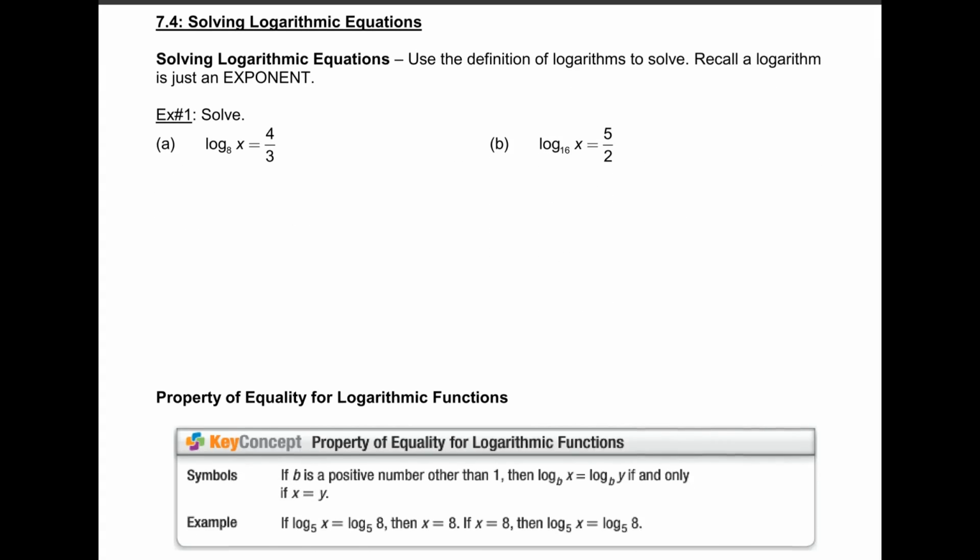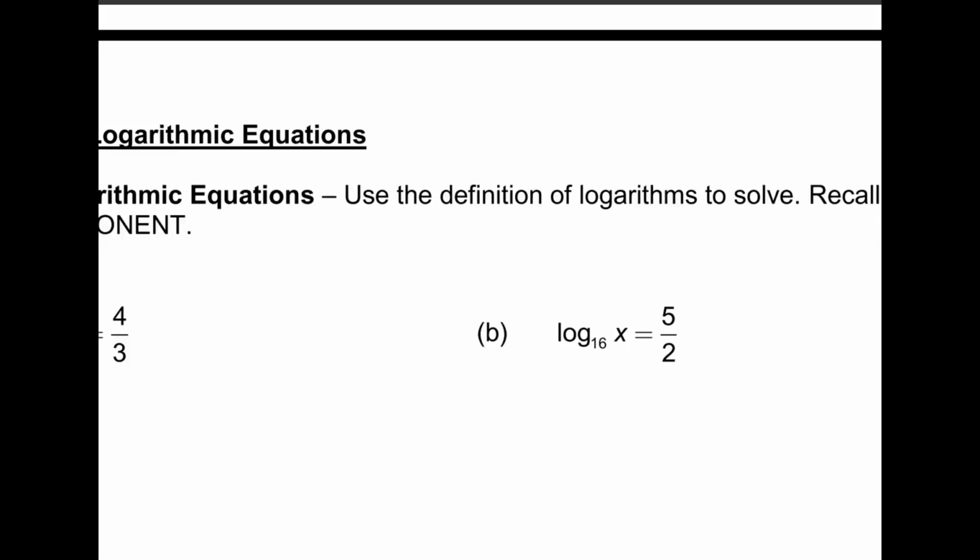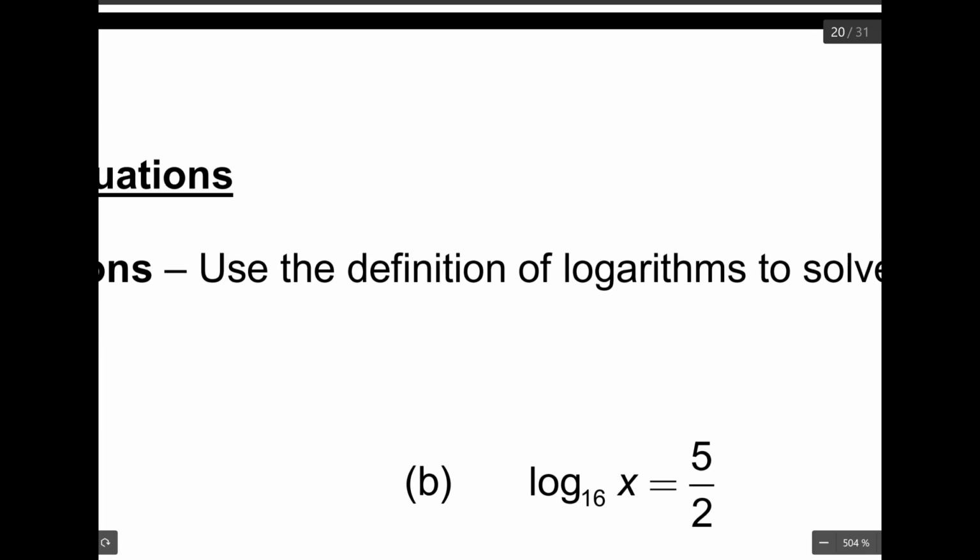All right, so 7.4, solving logarithmic equations. So solving log equations, use the definition of logs to solve, right? We're looking for x. What does x equal? So remember, a logarithm literally is just the exponent. Just a little review, if I would have something like log base 4 of 16, how would I go about and solve that?